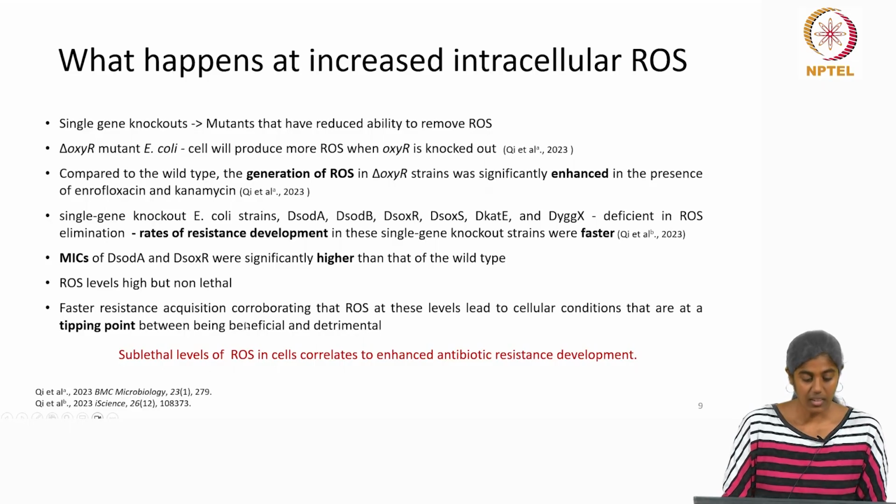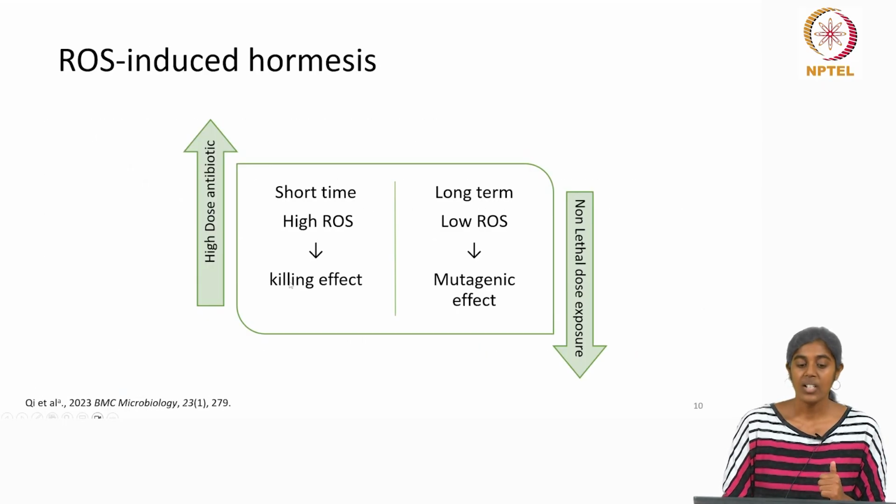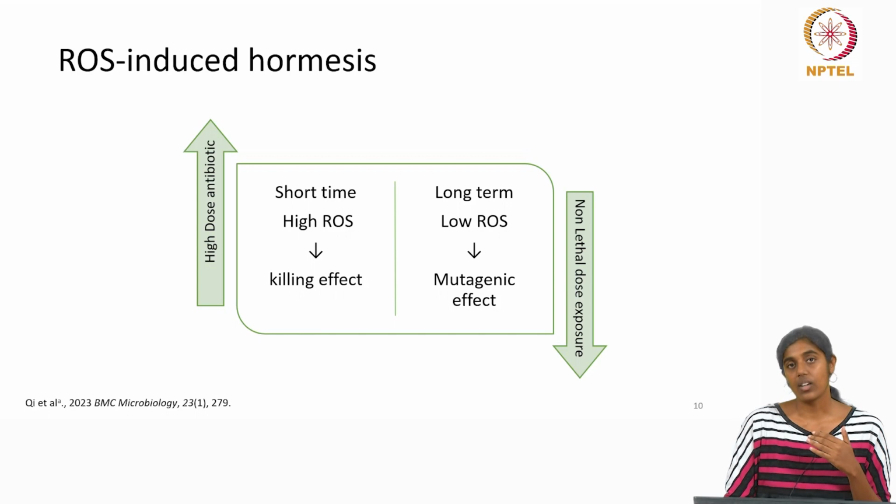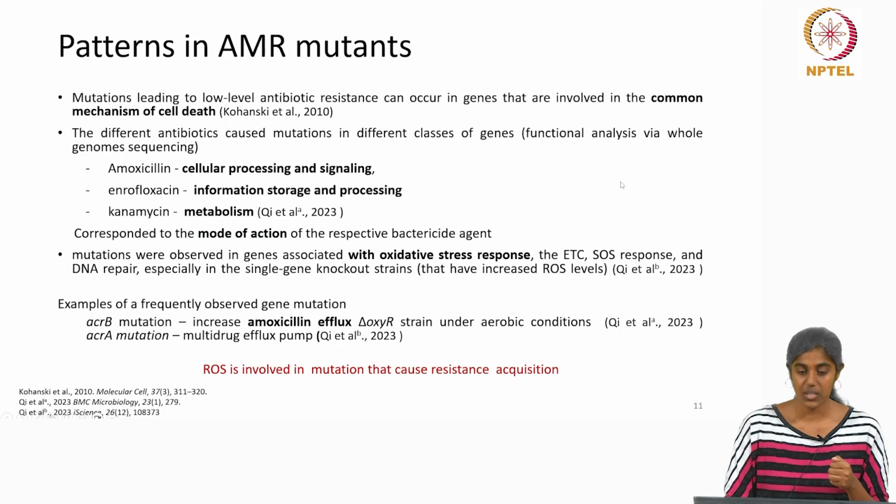From this we say that there is a tipping point in the level of ROS which determines whether the ROS is going to kill the organism or confer resistance to it. This is explained by ROS-induced hormesis. At high dosages of antibiotics for short periods of time, high amounts of ROS are generated, which kills the bacteria. But at non-lethal doses for prolonged periods of time, the ROS level is lower and this causes mutagenic effects. Some of the mutations observed in such studies were mostly involved in mechanisms of cell death, some in cellular processing and signaling, some in information storage and processing, and others in metabolism.